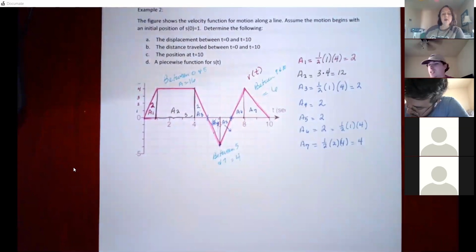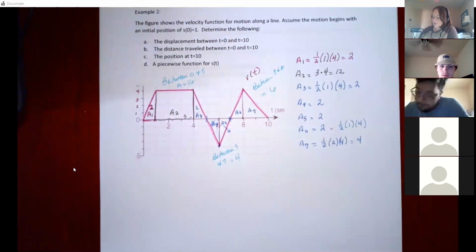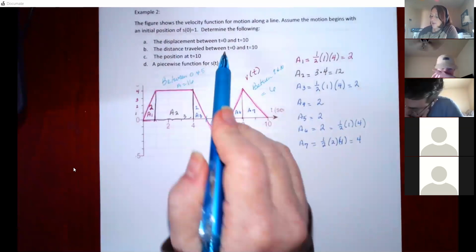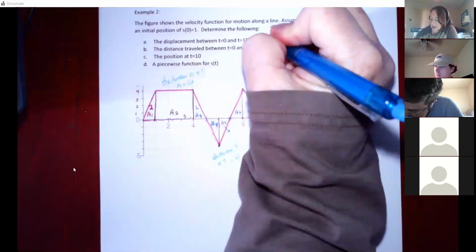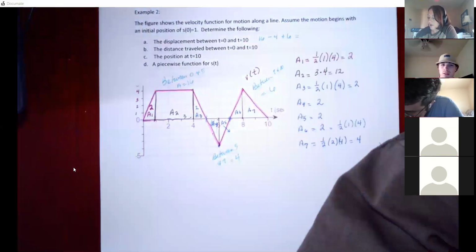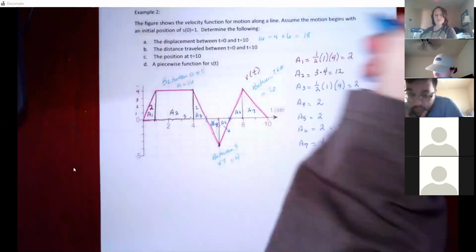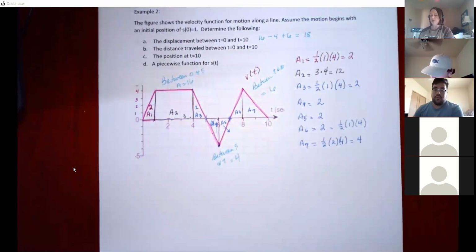All right. So we did all the hard work here. Now let's see which of the questions we can answer. So part A, what is the displacement between 0 and 10? Well, it would be 16 minus 4 plus 6, or 22 minus 4, which is 18. Now, this may be in terms of meters or inches or whatever. It didn't specify in this particular problem what the units of measurement were.